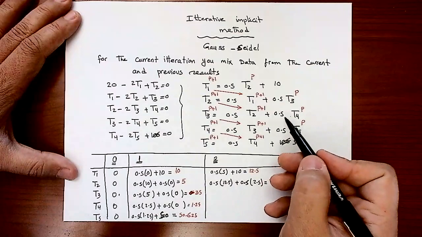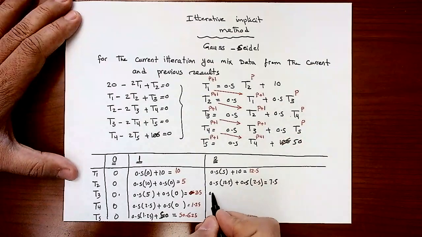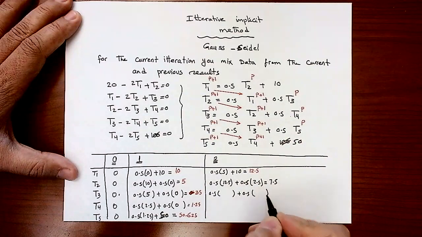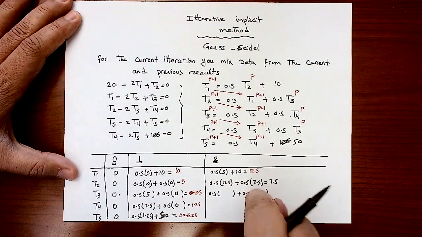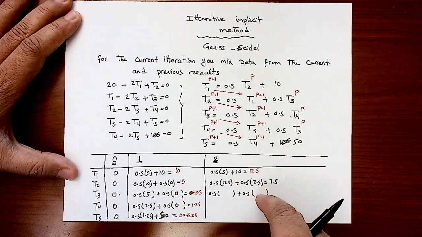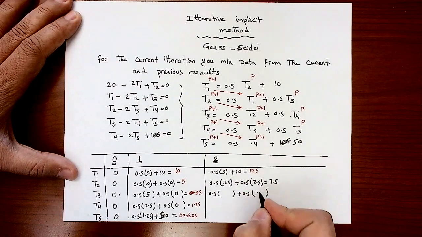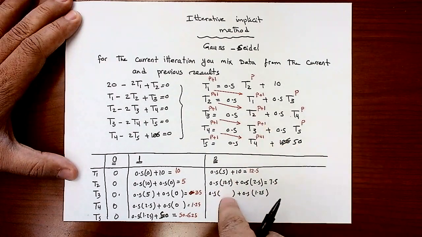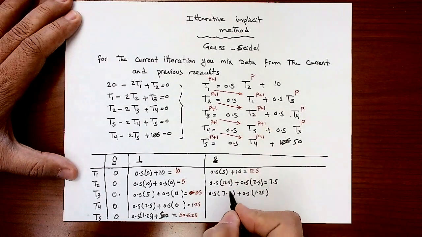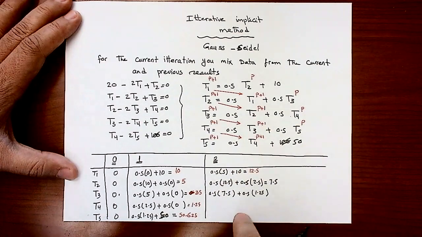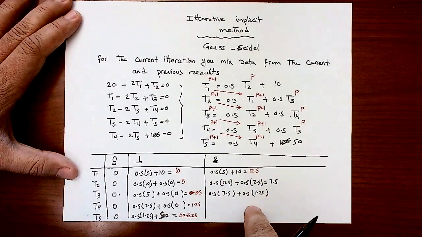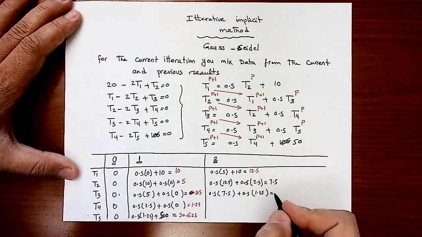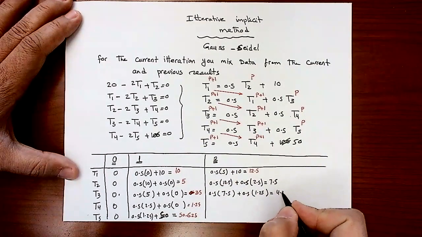Now, let's go for T3. I need 0.5 times T2 plus 0.5 times T4. T4 is not calculated yet at this second iteration. I will take it from the first iteration to be 1.25. But T2 is already calculated at the current iteration, so I will take 7.5. So we use whatever is available at the current iteration, then what's missing is taken from the previous one. So with this, you will end up having like 4.38.